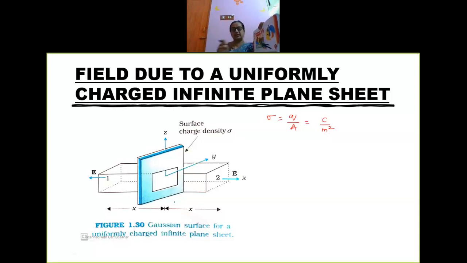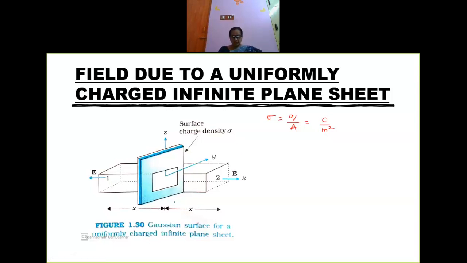So the area vector and the electric field are parallel to each other. So in that case, theta will be equal to 0. So the flux contribution is from side 2 and side 1 of the plane sheet. Okay. So what will be the flux? The electric flux E dot del S is due to only this side and this side. For all the other sides the flux will be 0.